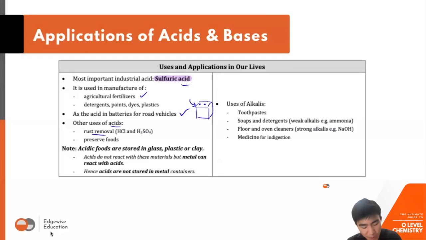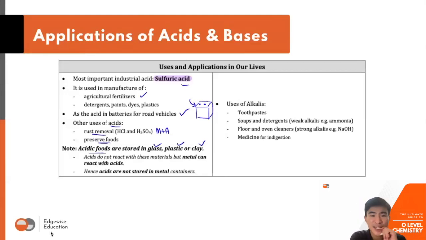Another use of acid is for rust removal. Why? Because I'm going to use a metal plus acid reaction. Remember, metal plus acid gives salt and hydrogen gas. I can take away the metal that has rusted. Preserve food. Remember, acidic food is stored in glass, plastic, or clay. They are never stored in metal.